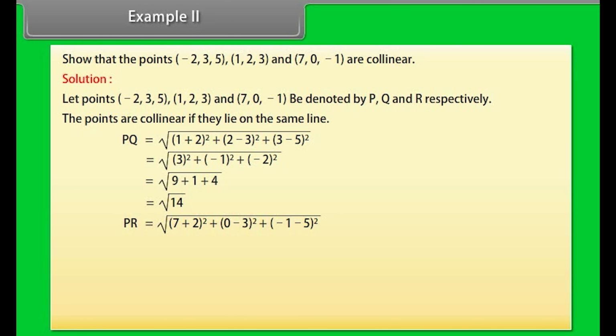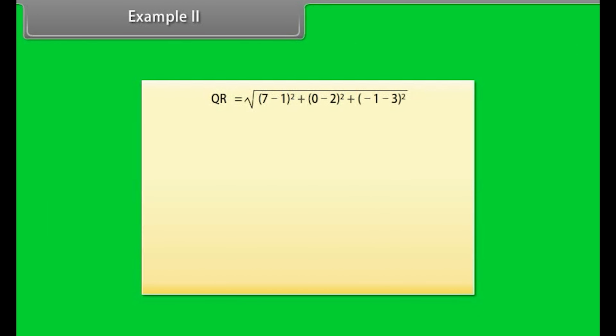PR is equal to square root of 7 plus 2 square plus 0 minus 3 square plus -1 minus 5 square. After calculating PR, we get 3 into square root of 14. QR is equal to square root of 7 minus 1 square plus 0 minus 2 square plus -1 minus 3 square. After calculating QR, we get 2 into square root of 14.